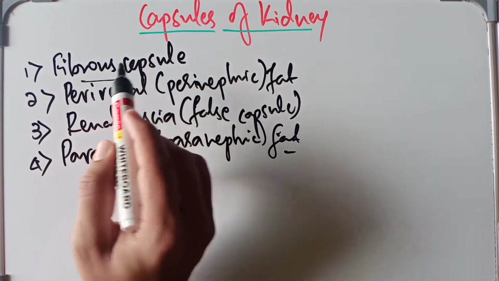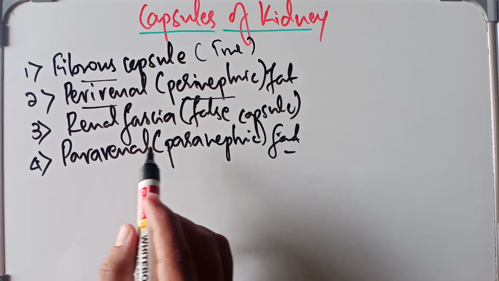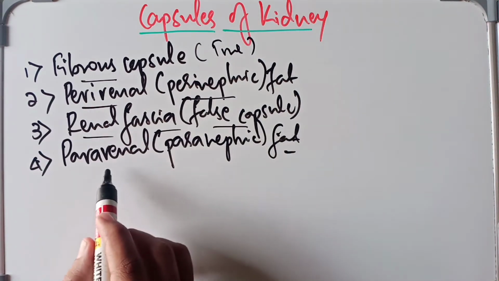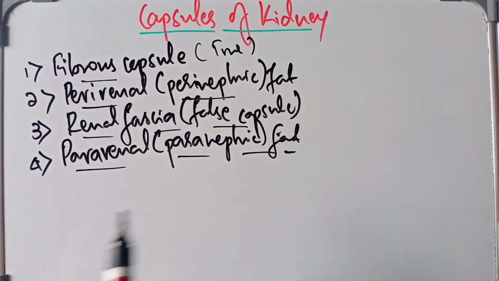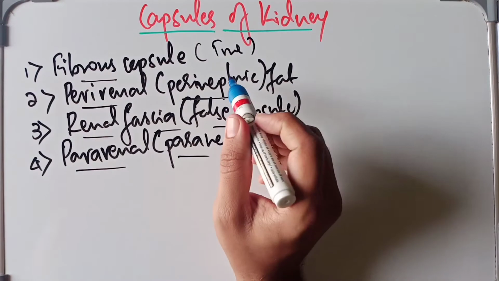So what are the capsules of the kidney? We have the fibrous capsule, also called the true capsule. Then we have the perirenal or perinephric fat, the renal fascia or the false capsule, and then the pararenal or paranephric fat. So we will discuss them individually. So what about the fibrous capsule?